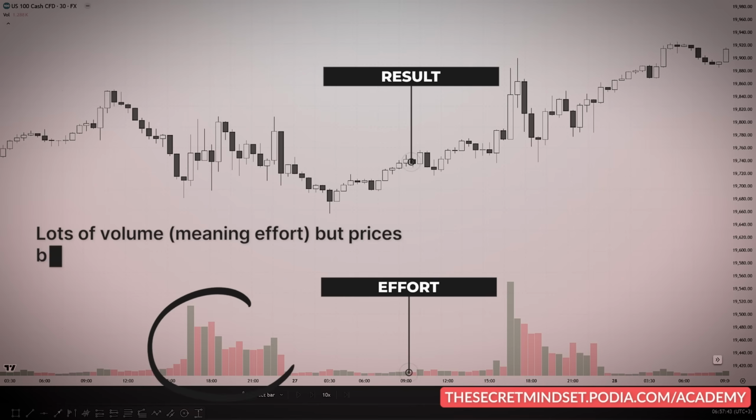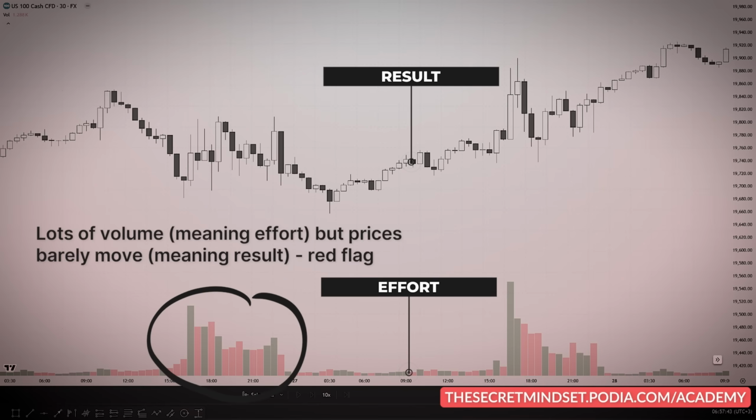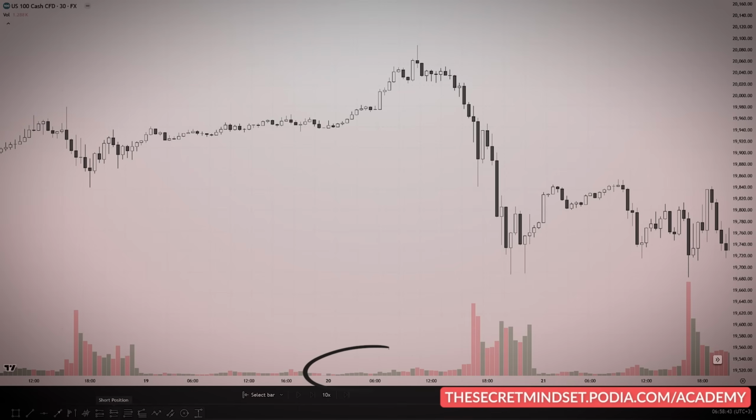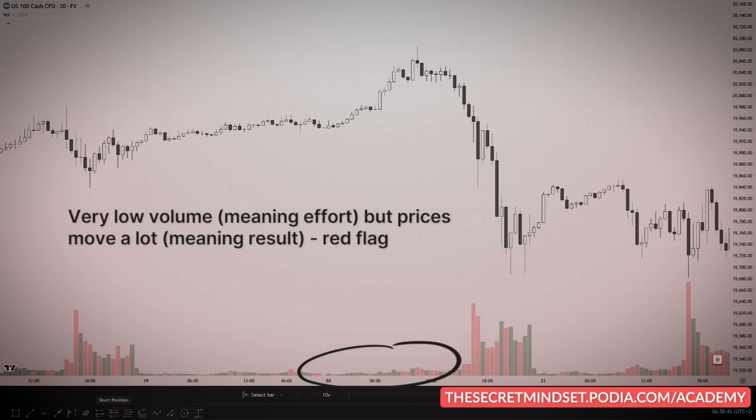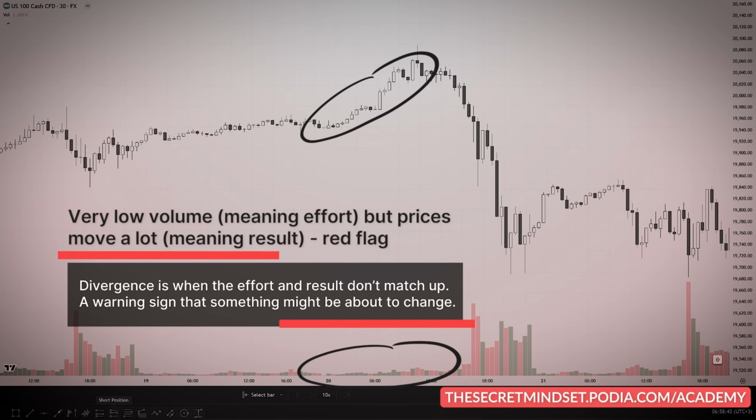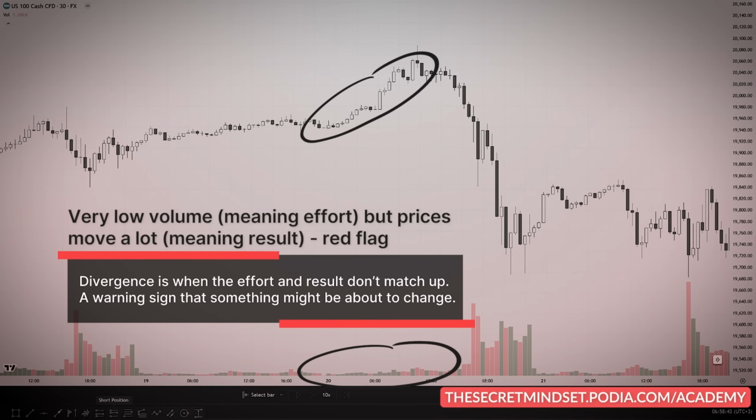If you see a lot of volume, meaning effort, but prices barely move, meaning result, that's a red flag. It might mean the current trend is running out of steam. On the flip side, if prices move a lot on low volume, that move might not last. This law helps you spot divergences. A divergence is when the effort and result don't match up. It's like a warning sign that something might be about to change.